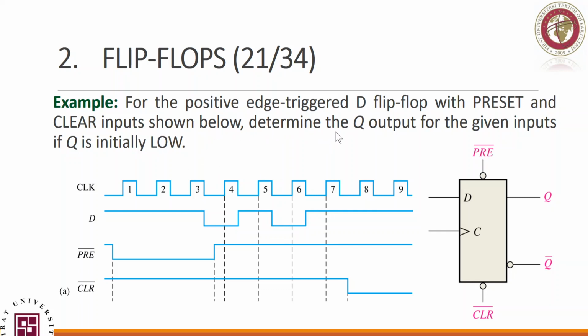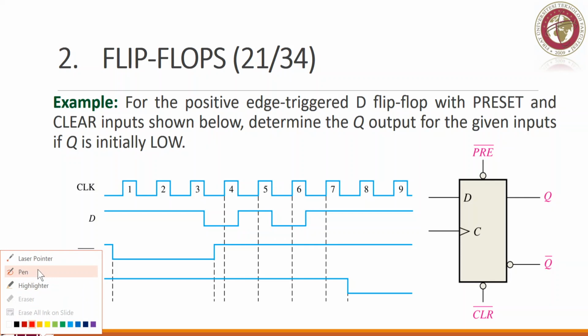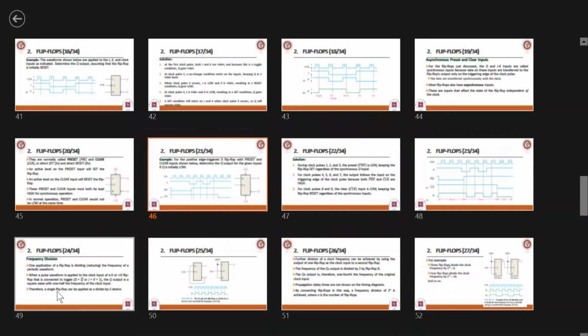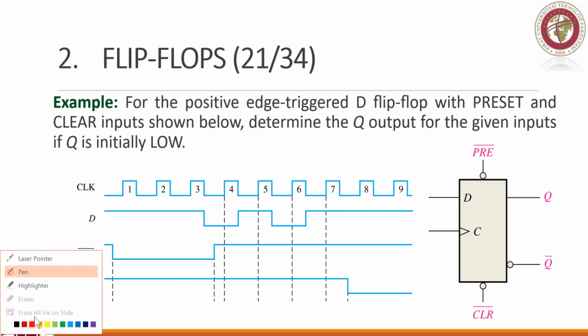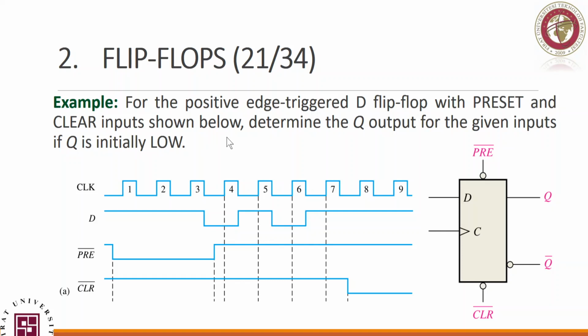Inputs shown below, determine the Q output for the given inputs if Q is initially low. And as we agreed in the previous session, I need the pen, not the pointer. Yes, the pen. All right, so as we agreed in the previous session, the question should tell you what the initial state is, that means what the initial Q is, because you can't just guess. If it doesn't give it to you, it's up to you to assume it low or high, but just state it.